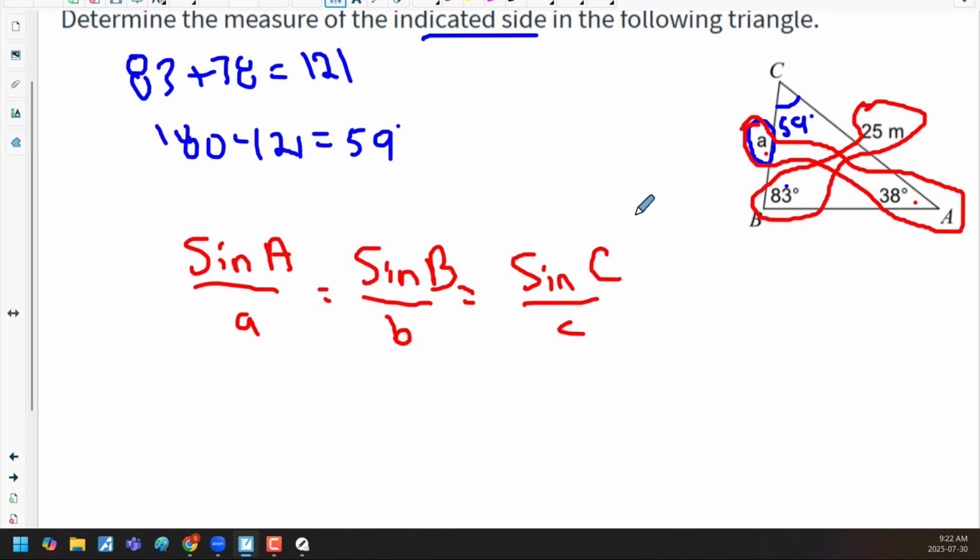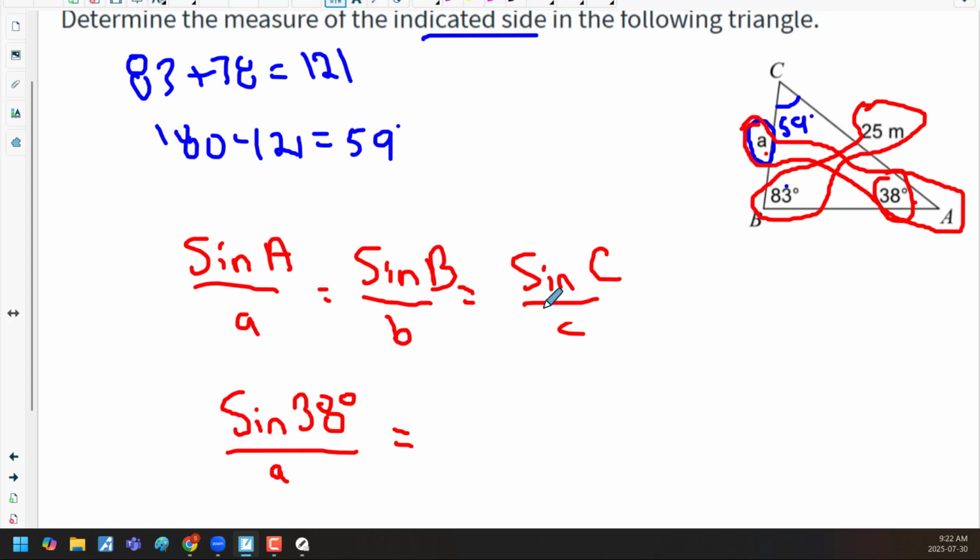Let's plug in the numbers now. What is capital A? 38 degrees. What's lowercase a? In this case, a is just a. There's no number. We don't know. That's what we're looking for, though.